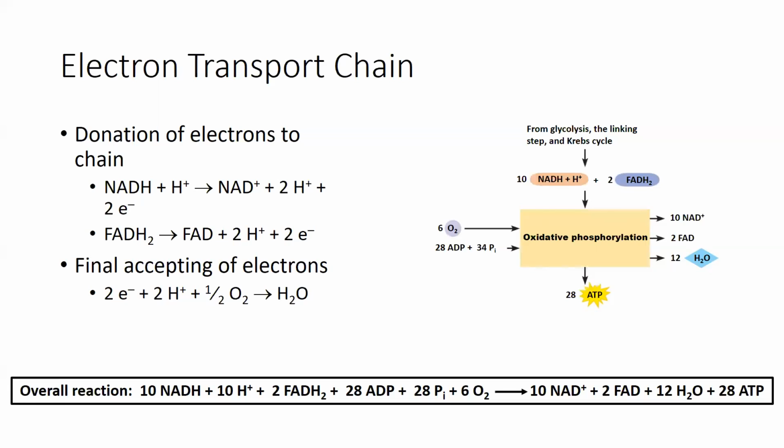Now, the big picture here, we yield 28 ATP, which is much more efficient than the 4 ATP we yielded through glycolysis, the linking step, and the Krebs cycle, right? Those three processes only yielded us 4 net ATP, whereas this final process, oxidative phosphorylation, which requires oxygen, yields us much, much more ATP, okay?